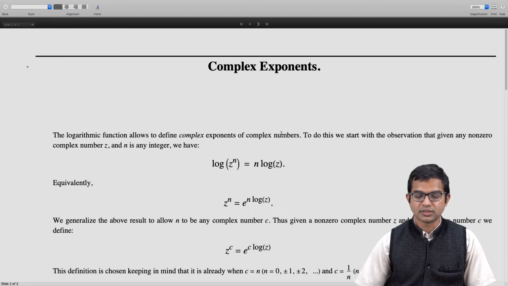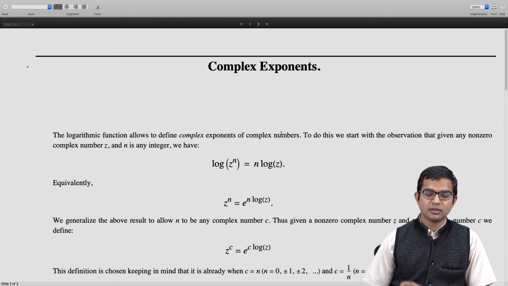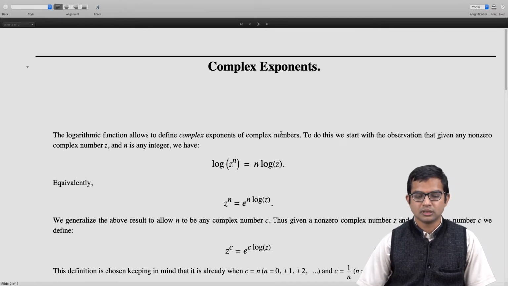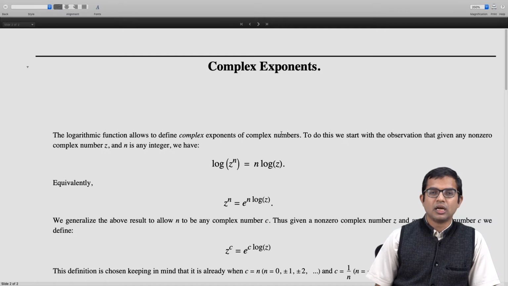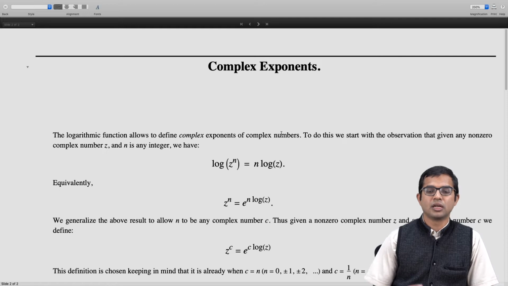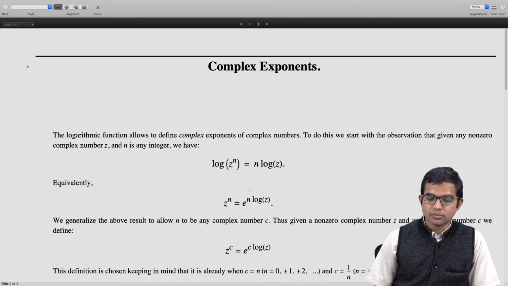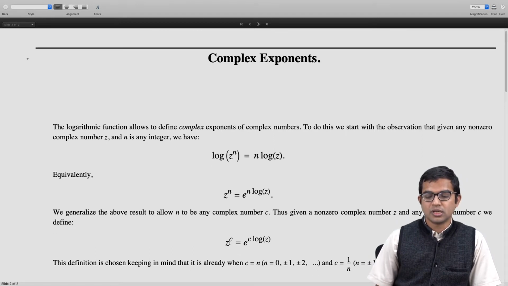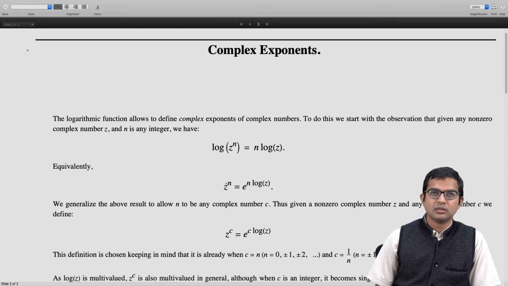But for any complex number c, we can define z to the c to be this complex number which comes when you compute e to the c times log z, right? So this is chosen keeping in mind the general principle that whenever you generalize a function, it should return the same value, at least when you put in values for which it was already defined. So in this case, if you put c equal to n or c equal to 1 over n, it will return the same complex number which we had earlier for z to the n.